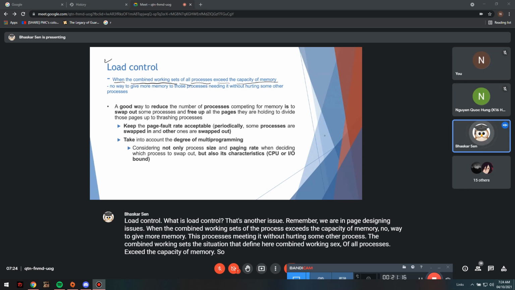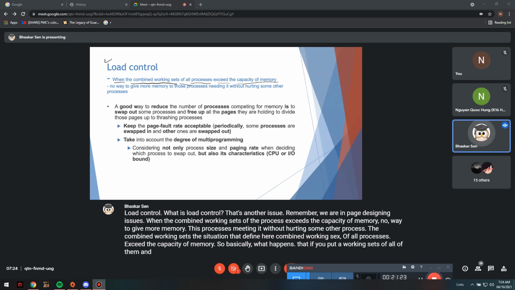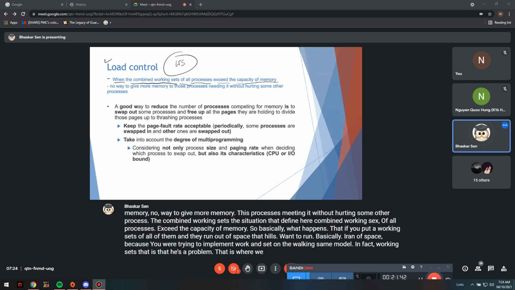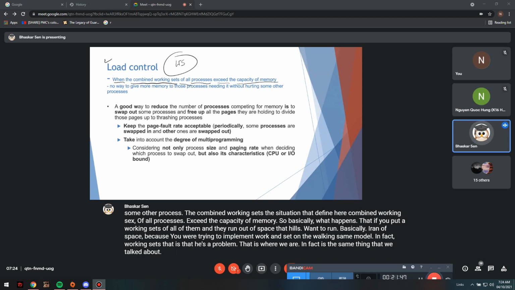So basically, what happens is that if you put the working sets of all of them together and they run out of space, but they also want to run, you run out of space because you were trying to implement the working set model. In fact, working sets, that is the problem. That is what we're talking about. It's the same thing that we talked about, if you can remember, in the previous class.